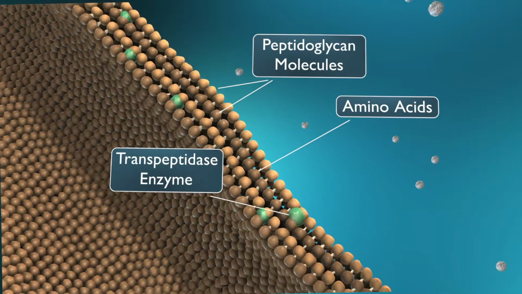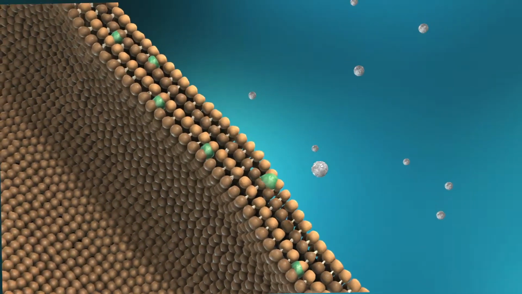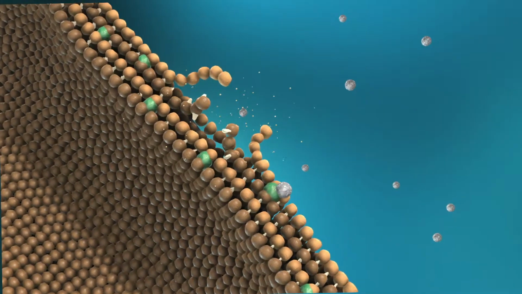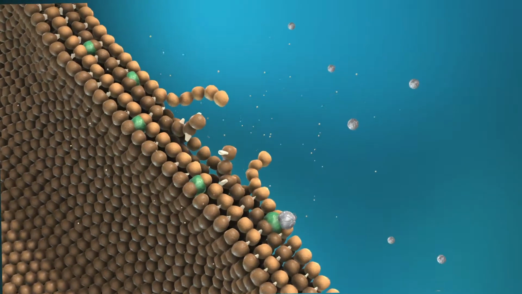Cefoxitin inhibits transpeptidase, an enzyme that cross-links peptidoglycan molecules within bacterial cell walls. This aids in bacterial destruction through cell wall weakening, leading to susceptibility by lysis.